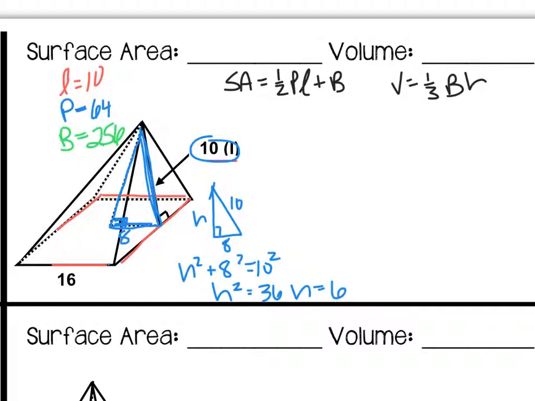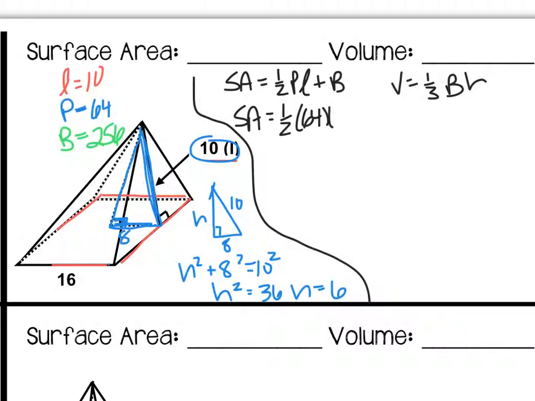And now I have all of the values that I need for my formulas. Surface area equals 1/2. Perimeter was 64. Slant height was 10. And area of my base was 256. I multiply all of that together, and I get 576.